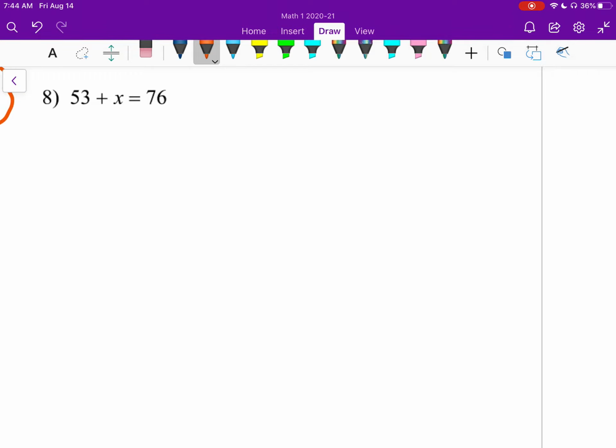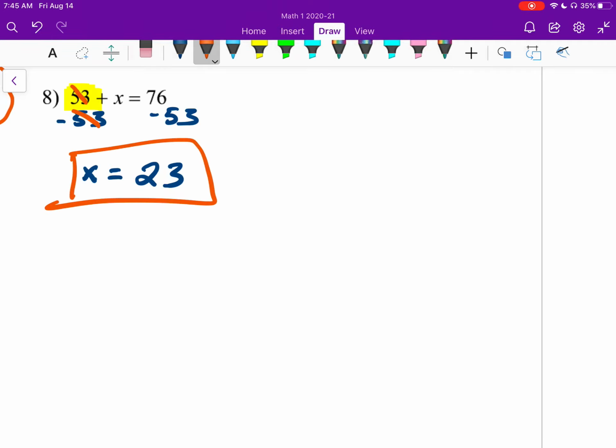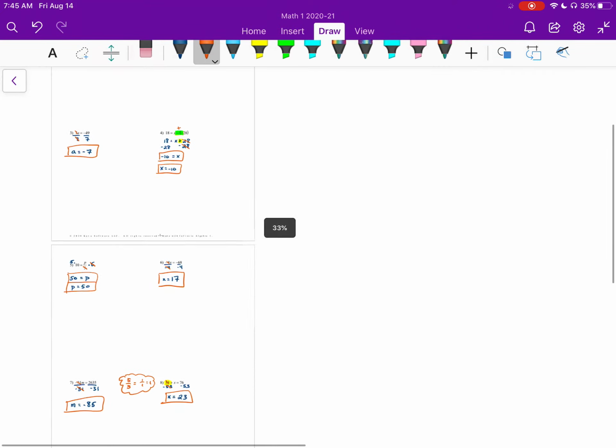All right, last up, number 8. I've got 53 plus x equals 76. So I've got this positive 53 here, and then I've got my x next to it. I want to get rid of that 53 so that my x can be alone. I'm going to start off by subtracting 53 from both sides. My 53s on the left will cancel, and that leaves my x all by itself. Now for our right side, I need to do 76 minus 53, and I got 23. Okay, that is Math 1, 1.2, one-step equations.